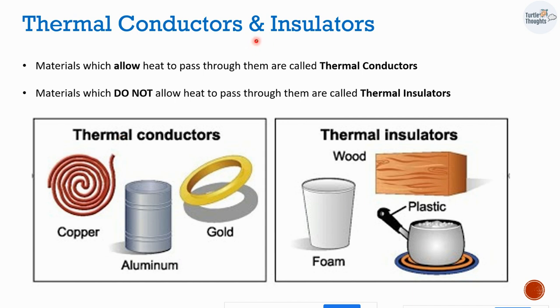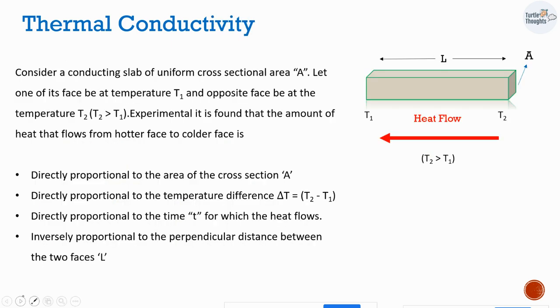Thermal conductors and insulators. Materials which allow heat to pass through them are called thermal conductors. Materials which do not allow heat to pass through them are called thermal insulators. Examples of thermal conductors and thermal insulators are as follows. You can have copper, aluminium, gold. Basically, most of the metals are thermal conductors. Foam, wood, plastic, paper are a few examples of thermal insulators.